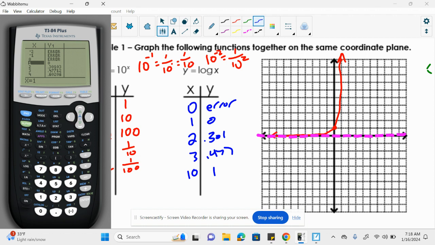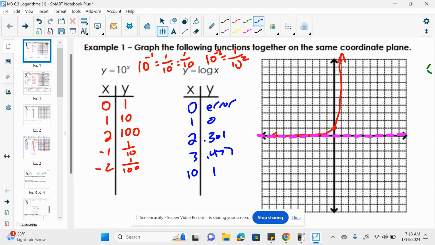So at 1 comma 0, we have a point. At 2 comma 0.301, 3 comma 0.477, all the way at 10, we're here. Okay. What we're going to see is that these are going to wind up being inverses of each other. Okay, as we go closer and closer to 0, this is going to go down forever that way.